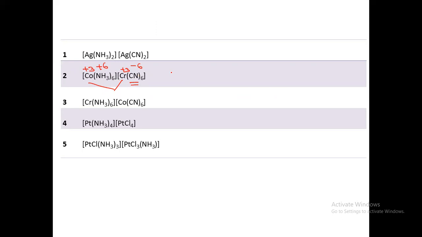Okay, so we name it. Treat the first part as positive. Six ammonia is there, so hexaammine cobalt(III), because it's positive, cobalt 3. Now the negative complex. It's cyanide, a negative ligand, so hexacyanido. The metal is with ATE since it's negative, so chromate(III). Chromate 3. That's it.